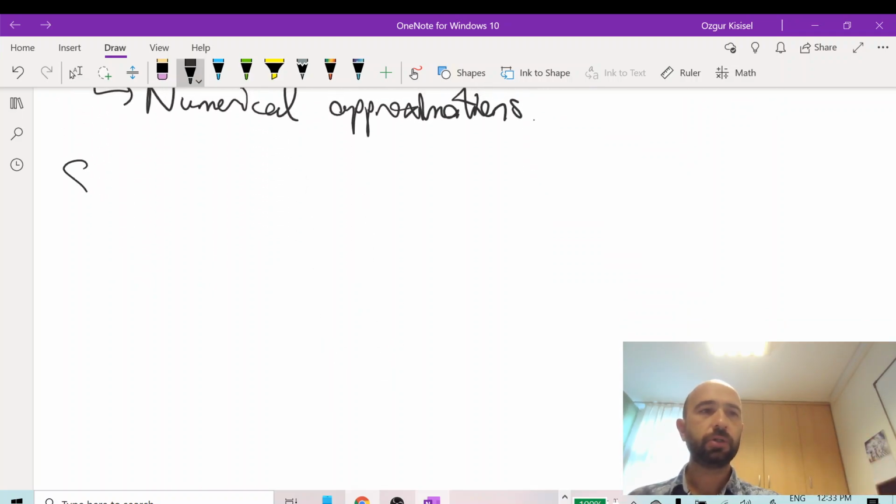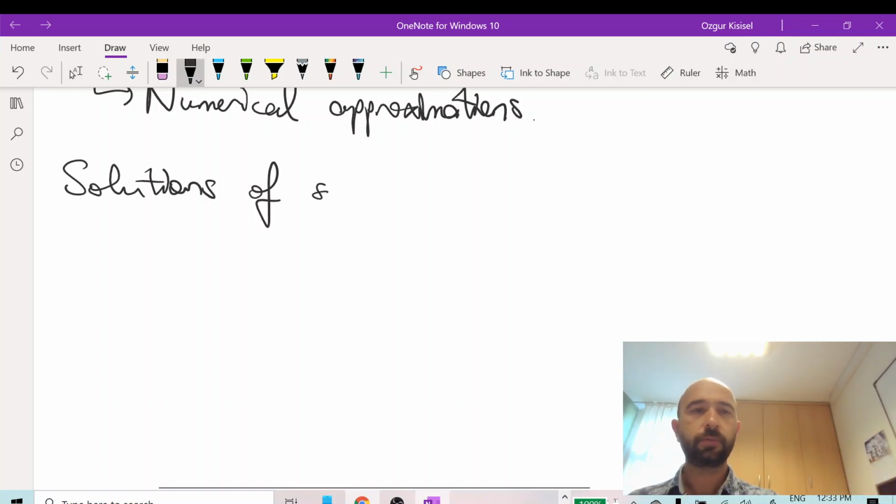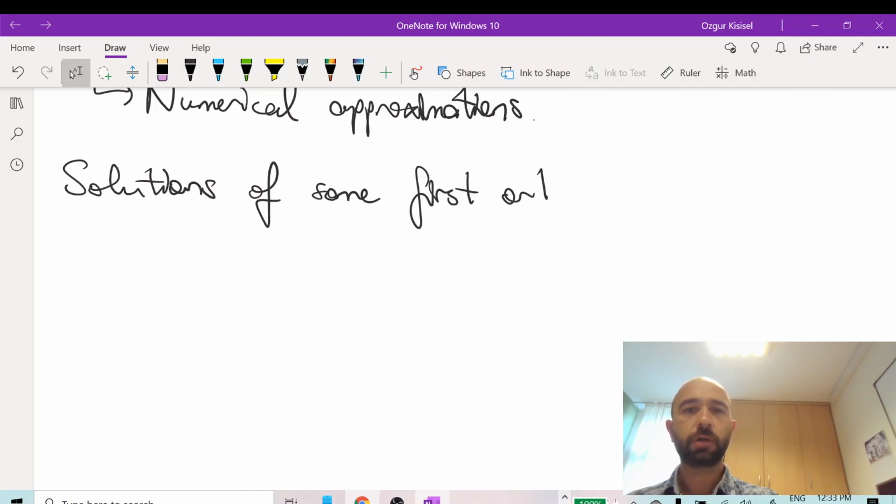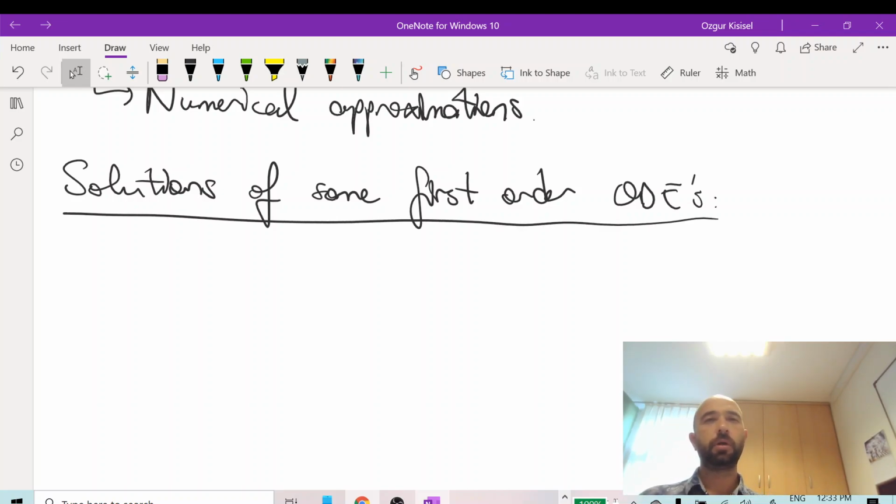Now, let's talk about solutions of some first order ODEs. So kind of the first thing to look at, right? The order is as simple as possible, and it's an ODE. You don't have partial derivatives. That's where we should start.